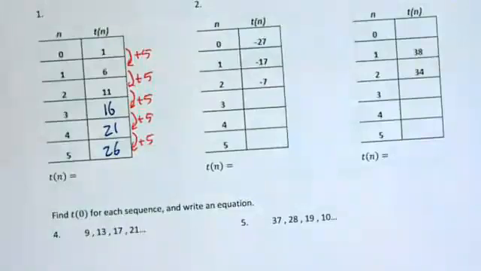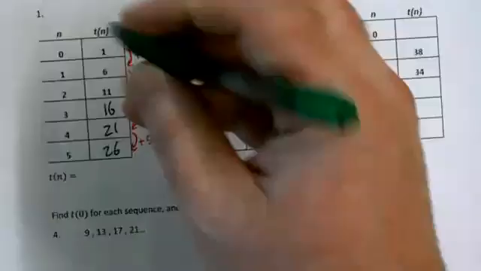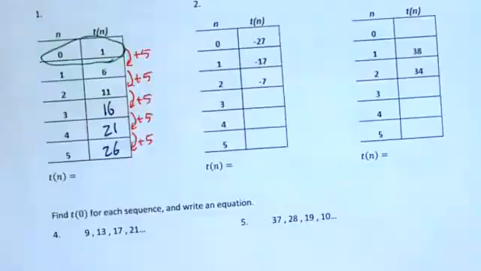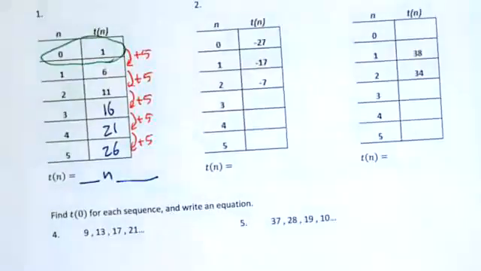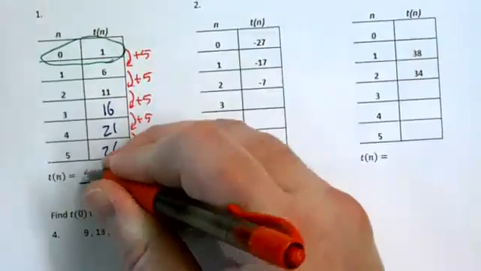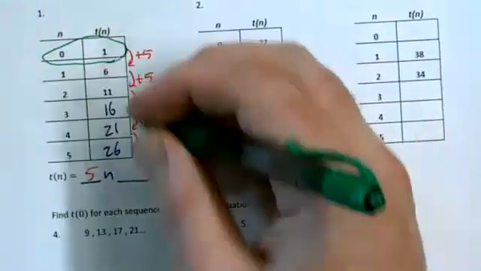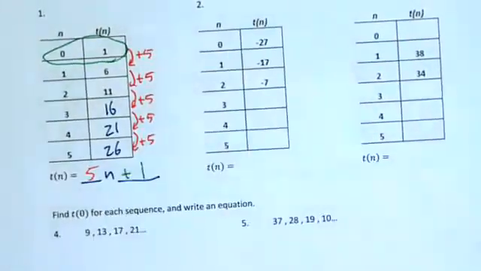Now we just need to write our equation. And we have all the pieces we need because we know what the 0th term is. The 0th term is 1. We know our common difference, which is 5. So T of n is going to be something n plus something. Common difference is the coefficient. The 0th term is the constant. And we're done.